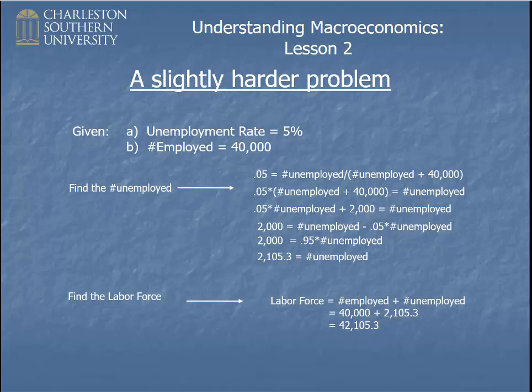42,105.3 workers is the labor force. Alright, so that's the two kinds of problems that you might get using the formula for the unemployment rate.